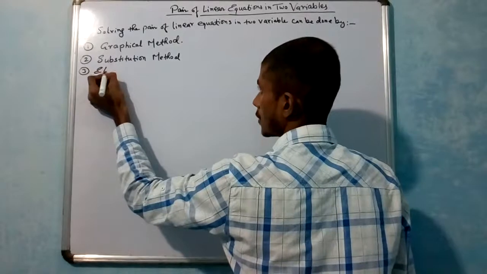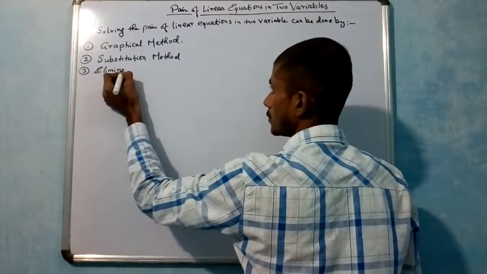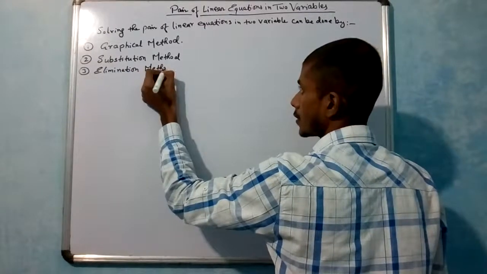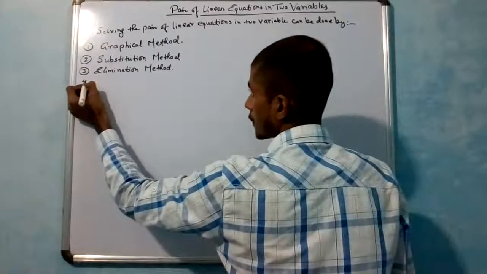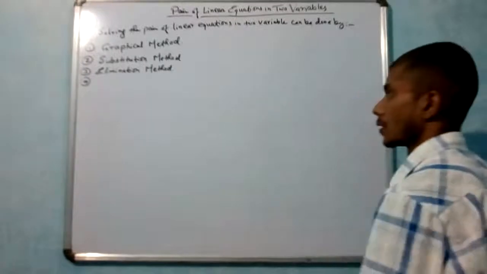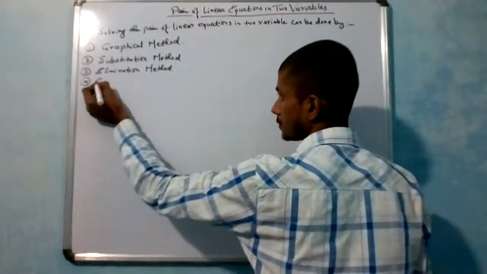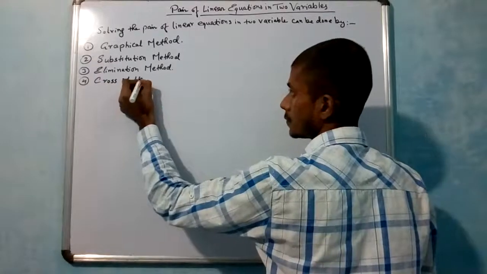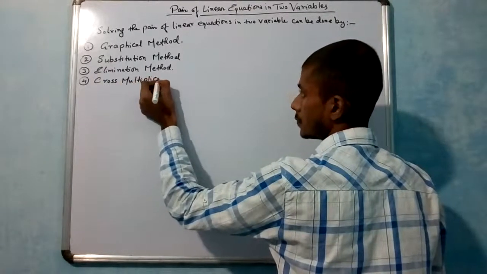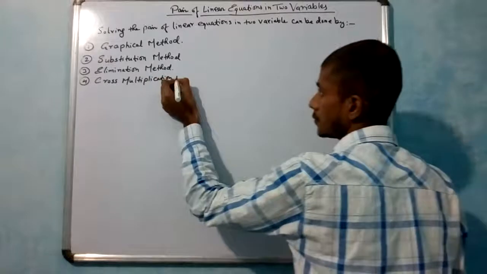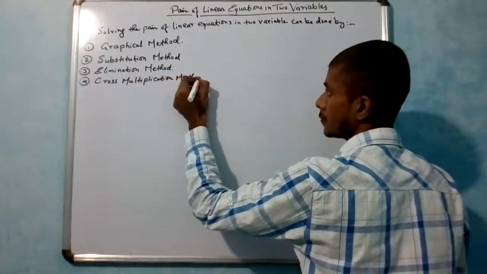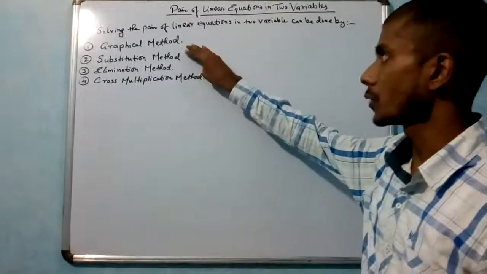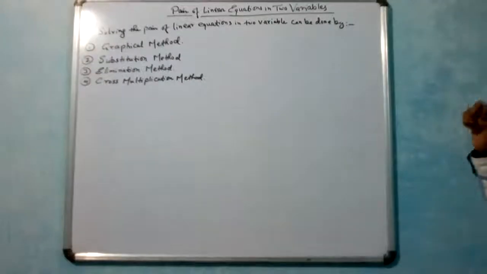Then elimination method. After that, cross multiplication method. Fine. These are the four methods, in which the graphical method we have seen. Okay. The conditions also we have seen.